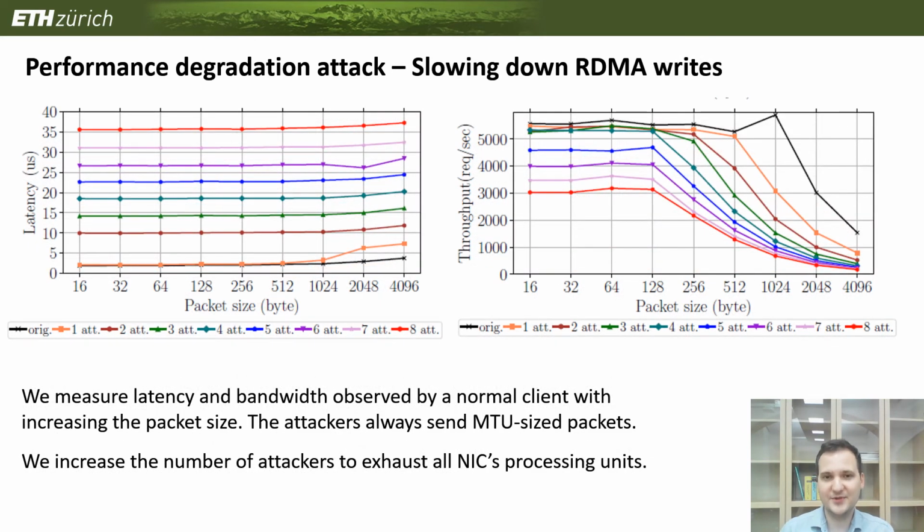In the second experiment, we measured latency and throughput of RDMA writes. We could see a similar observation. So one attacker wasn't able to significantly affect performance of a client. However, again, once we get 8 attackers, we could increase the latency by a factor of 10. For throughput, however, we could only observe a 2x reduction in throughput.